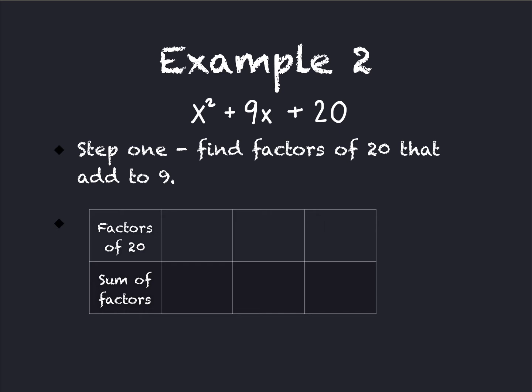So step 1 is to find factors of 20 that add to 9. What are some factors of 20? What are 2 numbers that multiply and give us 20? 10 and 2. So 10 times 2. Well, let's see. What's 10 plus 2? 12. Our goal is to get it to add to 9, so that doesn't work. Let's try, you said 5 and 4? Yeah. 5 times 4 is 20. What's 5 plus 4? 9. So that works.